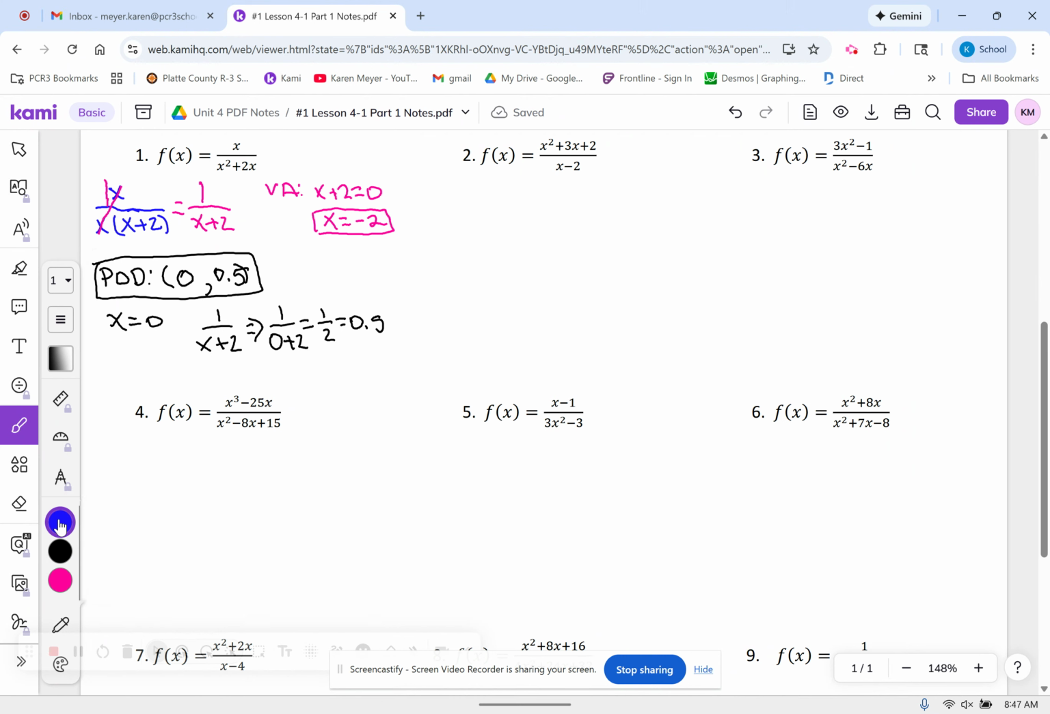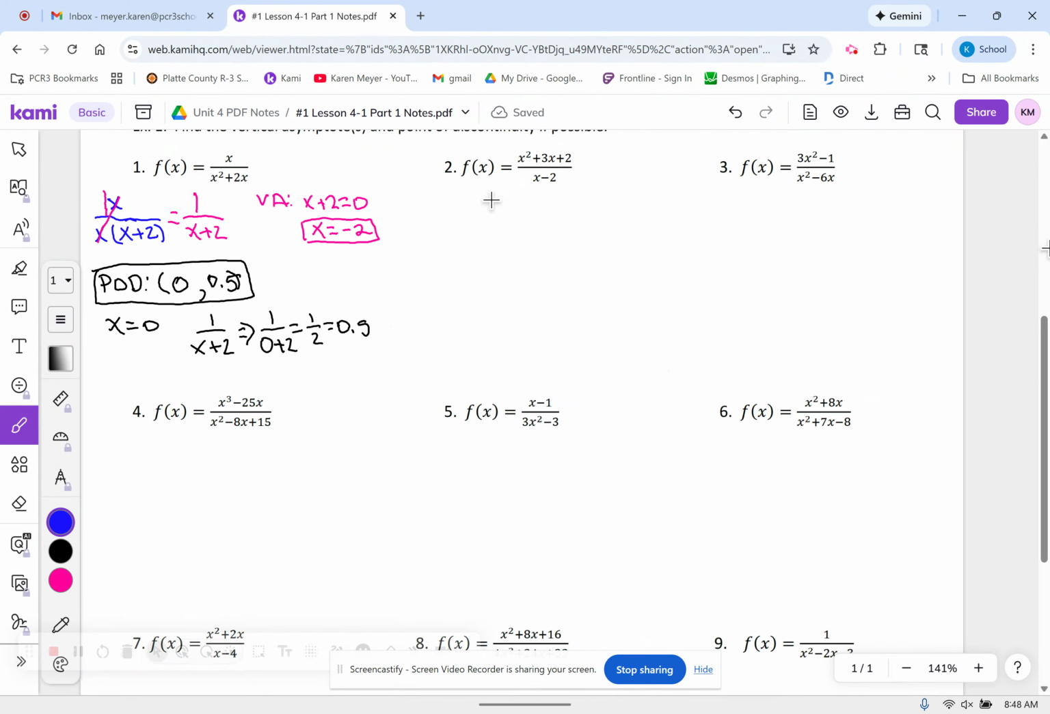Okay, so let's try another one. So number 2, I'm going to fast factor the top. So what multiplies for 2 that adds for 3? And I'm going to say, oh, that's 2 and 1. So then I'm going to go X plus 2, X plus 1. On the bottom, it doesn't have a GCF, doesn't have a power 2, so I can't factor it, so I'm going to leave that alone. Does anything cancel out? No. So if nothing cancels out, then there is no POD. Because remember, not every single problem has a POD.